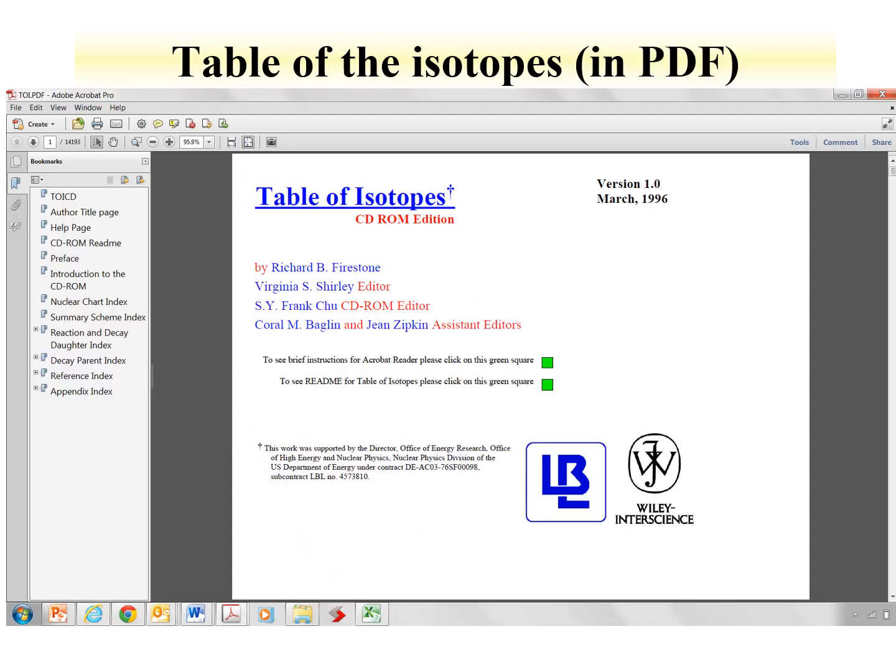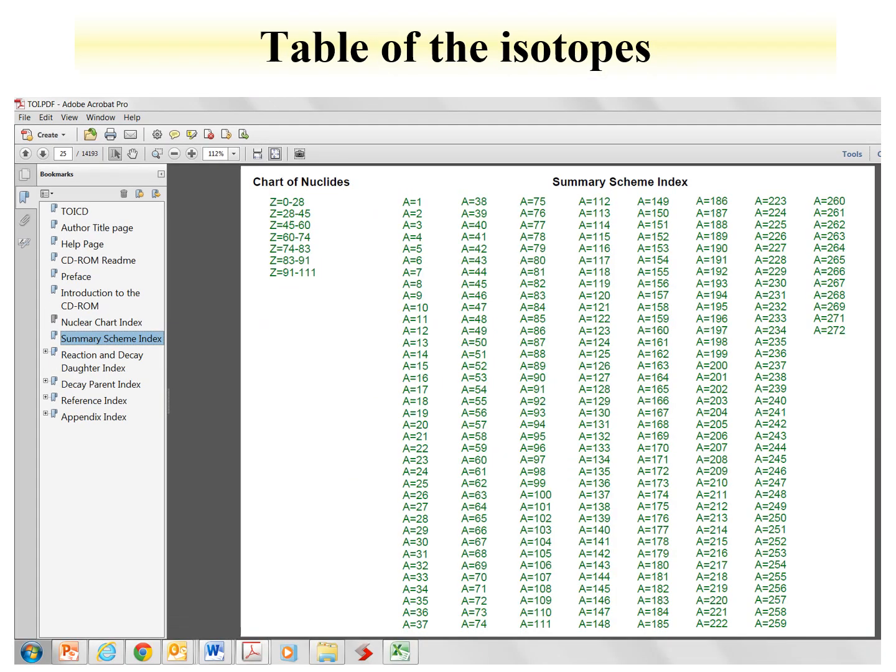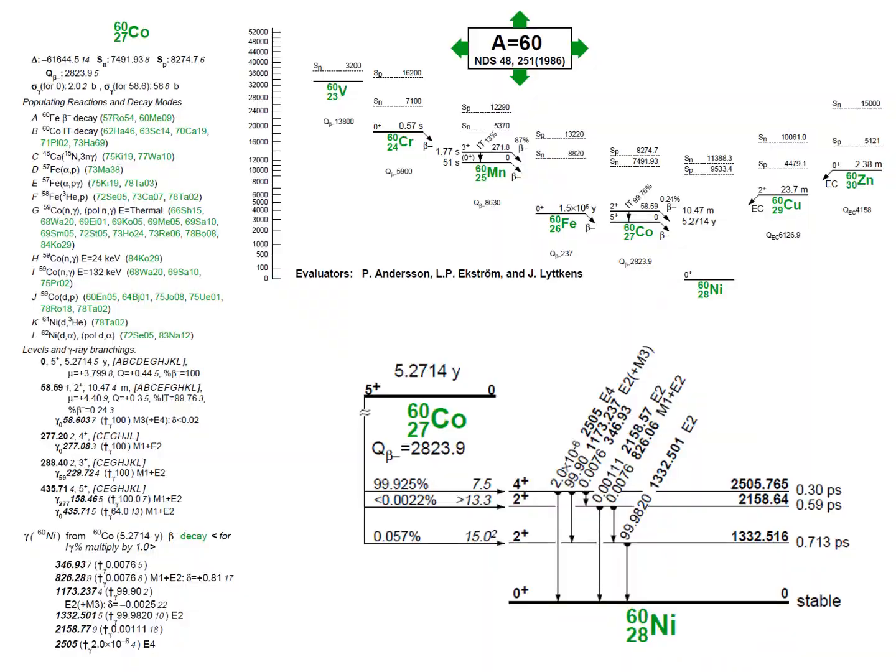One can utilize the table of the isotopes in PDF form as shown here. Opening it up, you would see this page. You can click on the summary scheme index, and you would get a table that's shown here. This would allow you to pick any summary of isotopes with a given mass. The mass parabola, for instance, we'll select A of 60. We would click on that and it would pull up information.